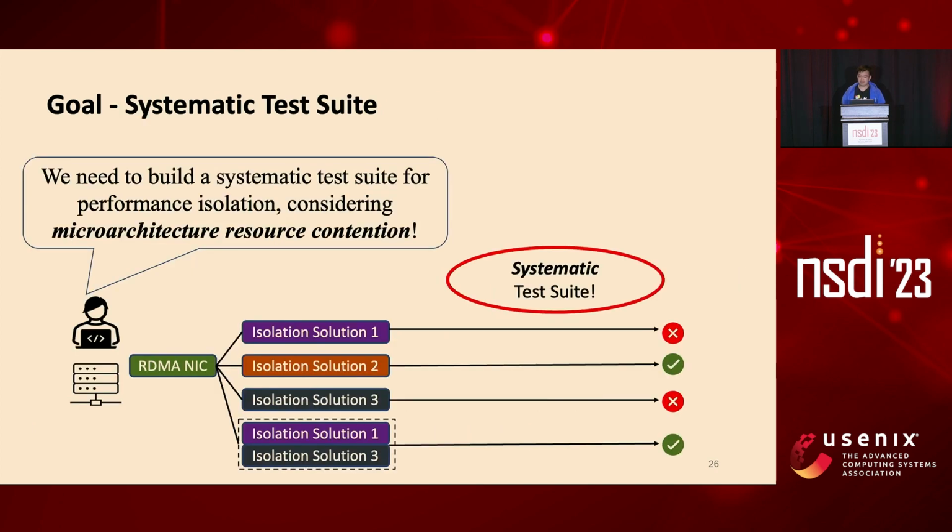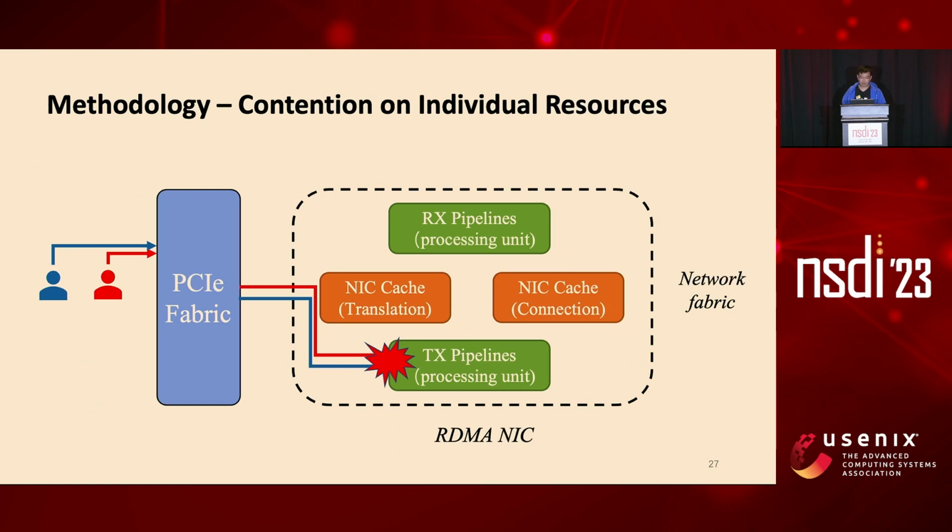This microarchitecture resource contention indicates that in order to evaluate performance isolation systematically, say build a systematic test suite, we have to take all these microarchitecture resources into consideration. To achieve this, our key idea is to design a set of workload pairs so that these pairs can contend on some particular resource individually, such as the TX pipelines in this diagram. In this way, we can evaluate the performance isolation by checking if they work well under all types of microarchitectural resource contention.